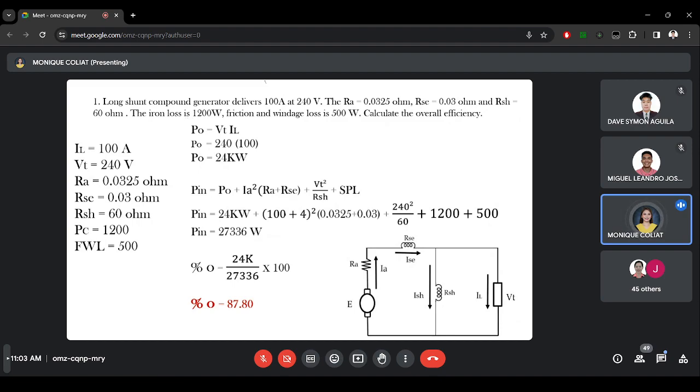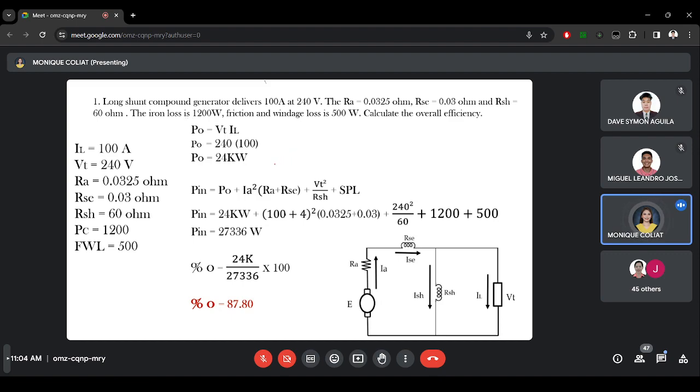Okay, so example number 1, a long shunt compound generator delivers 100 ampere at 240 volts. The RA is 0.0325 ohm, the RSE is 0.03 ohm, and RSH is 60 ohm. The iron loss is 1,200 watts, and friction and windage loss is 500 watts. Calculate the overall efficiency. Okay, so first, you have to draw the circuit. Then, put all the givens. Then, what is the unknown parameter?